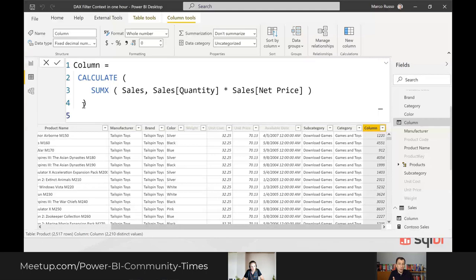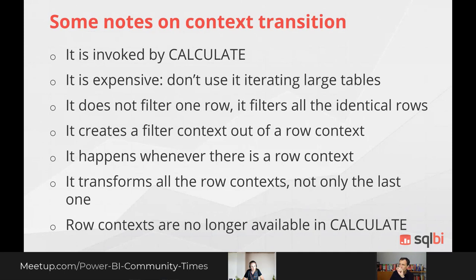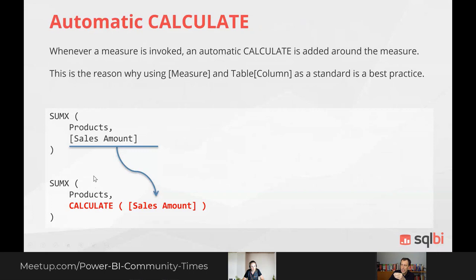And for this reason, you see that the context transition is implicitly executed every time you have a measure reference. The measure reference can be replaced by the original definition of the measure by writing CALCULATE before. And this is very important because it also justifies why we have a performance issue when we write measures in large iterators, because CALCULATE is expensive. It's like a correlated subquery and it has a cost for that.